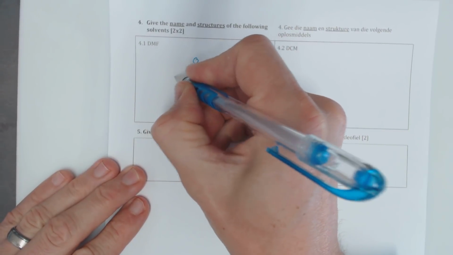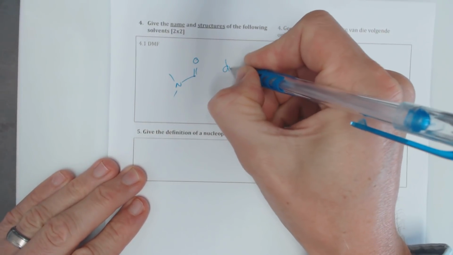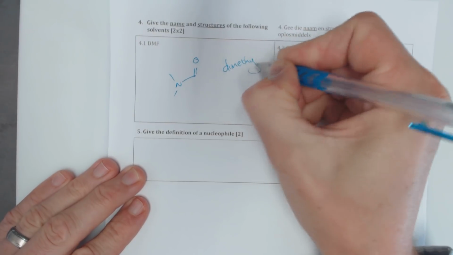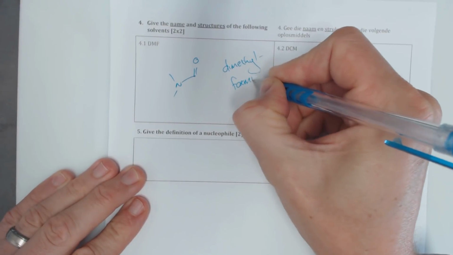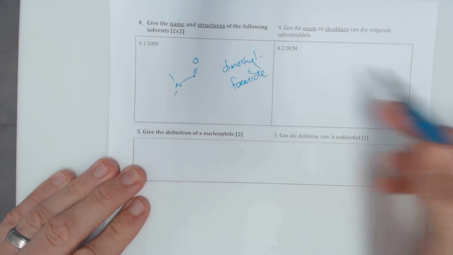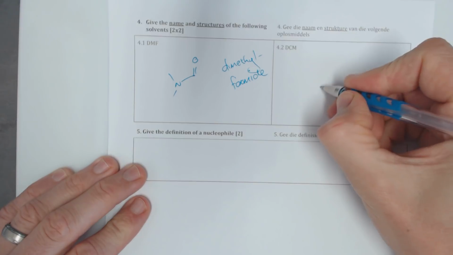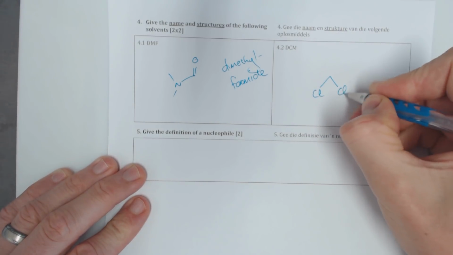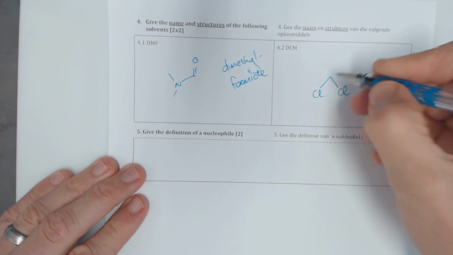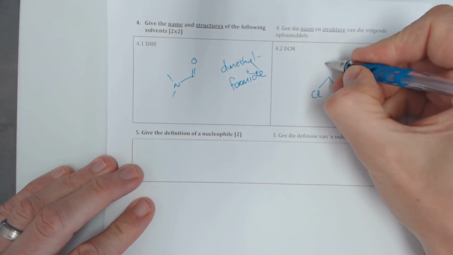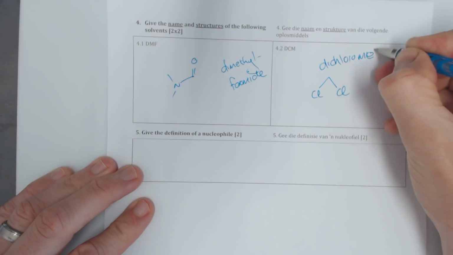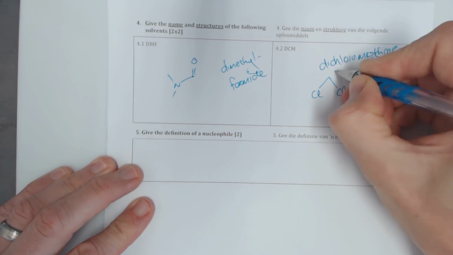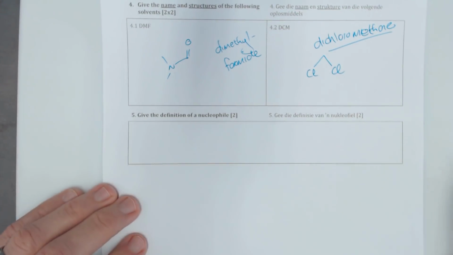The last two questions here were rather, certainly this was very trivial. DMF, you should be able to just draw out. That's dimethylformamide. Okay, that's just a standard solvent. And dichloromethane is two chlorines on a carbon with two hydrogens on it. Dichloromethane. Okay, sorry, my writing is a bit messy there.